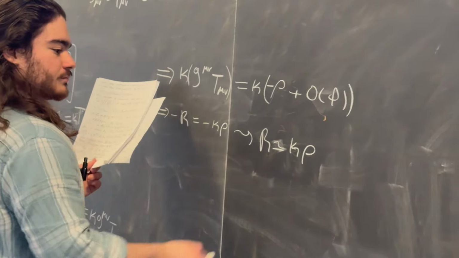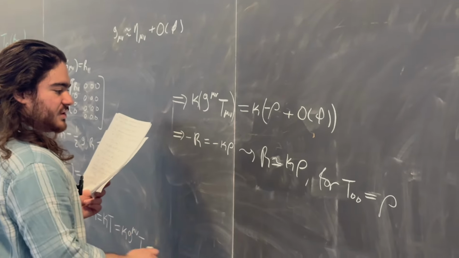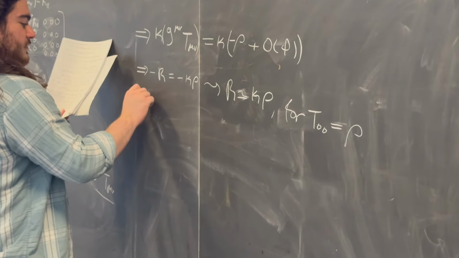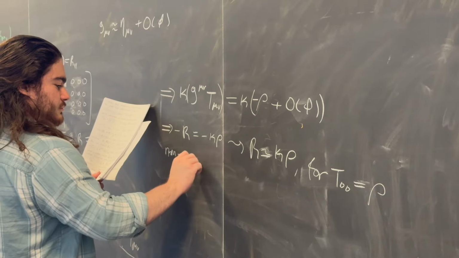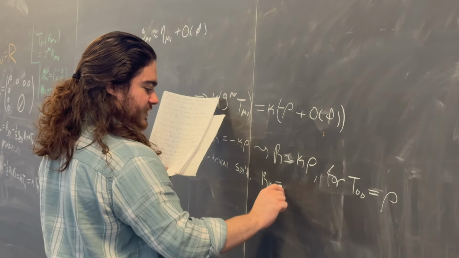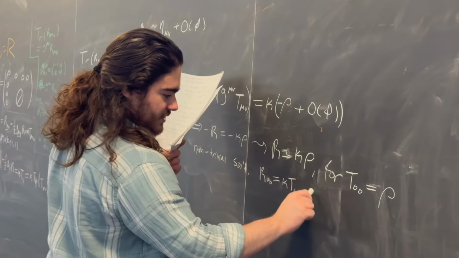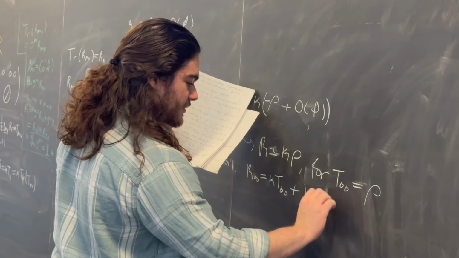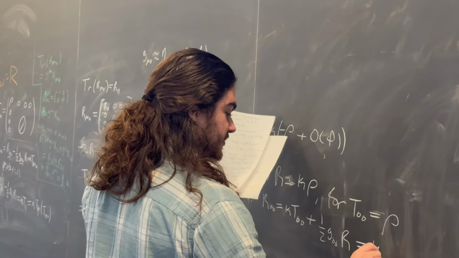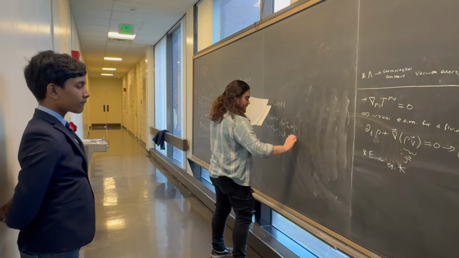So for this single entry being the energy density for dust and the energy momentum tensor here, the non-trivial solution that we find here is R00 equals kappa T00, and then of course plus 1/2 g00 R. This came from adding over that term from the other side. But this whole thing has to be equal to 1/2 kappa rho.